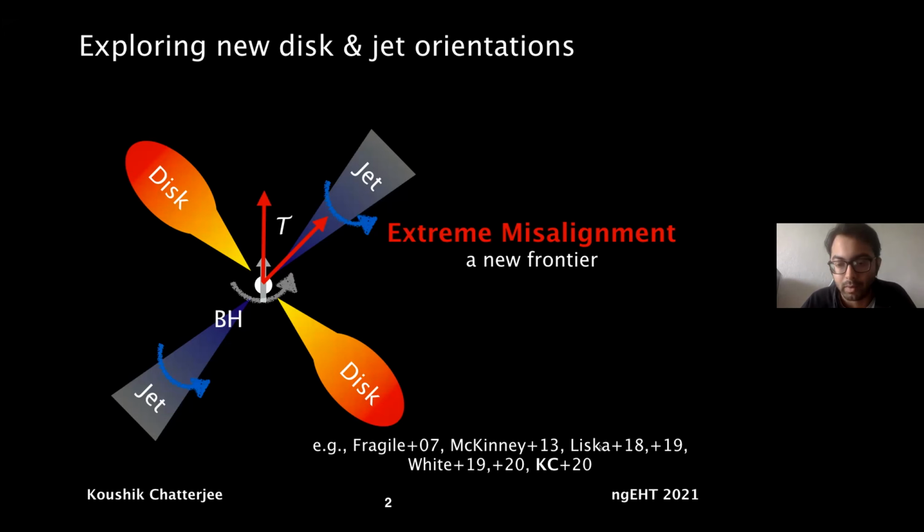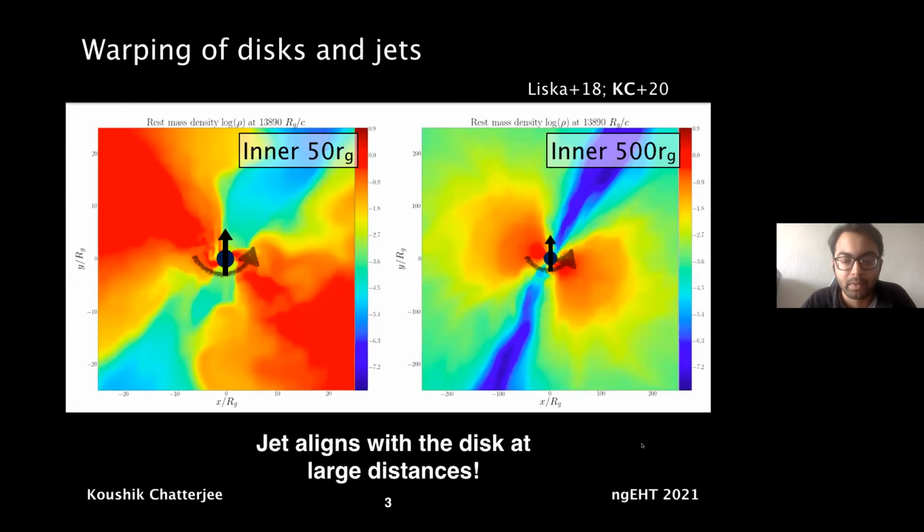But overall, over the following recent few years, there has been much work going into this, especially looking into how such models can affect, let's say, our understanding of the ngEHT image of M87, for example. So just to show you all how the disk and the jet look in such a model. Here we have a black hole which is spinning around the z-axis, but the initial disk is tilted at an angle of 30 degrees.